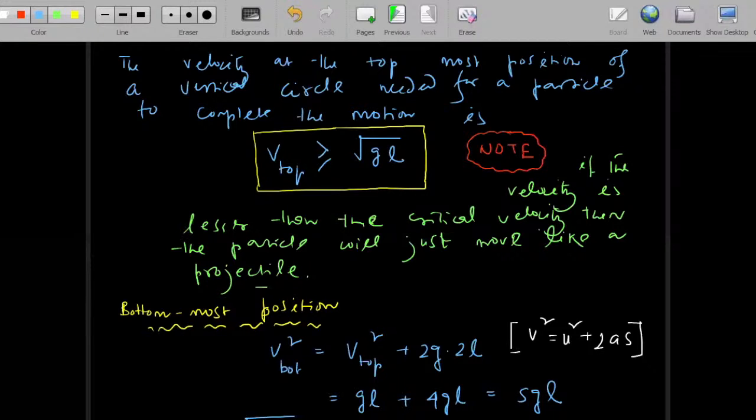So V bottom is equal to how much we got? Root under 5gL. Again, this is the critical velocity, meaning minimum this much. It can be greater than this, but you need minimum this much.